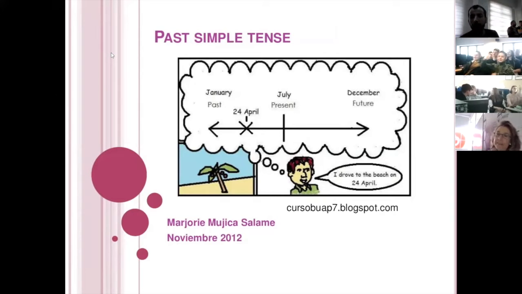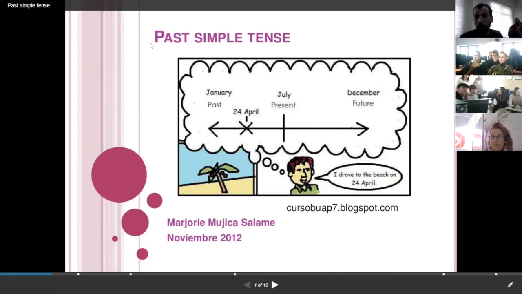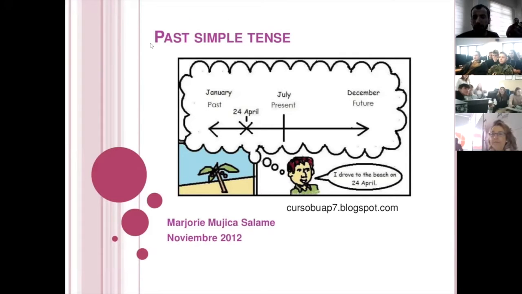Let's start with past simple tense. Okay, we will have a very short lesson about it, and then we will write our story, each country, as we stated in the schedule. We will all do our parts, but before it, I want to start with past simple tense, its use and also its form.